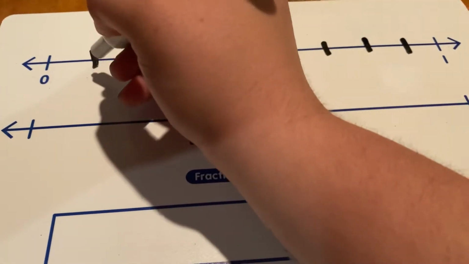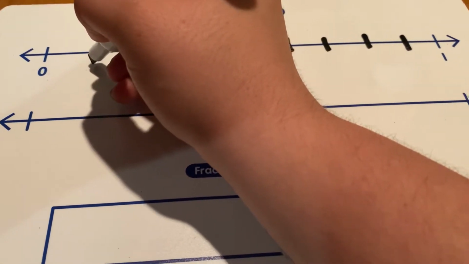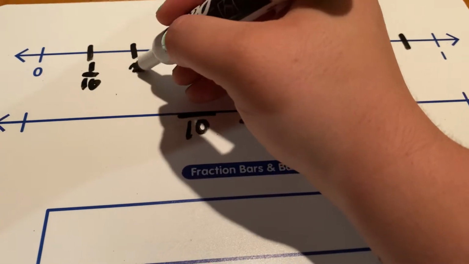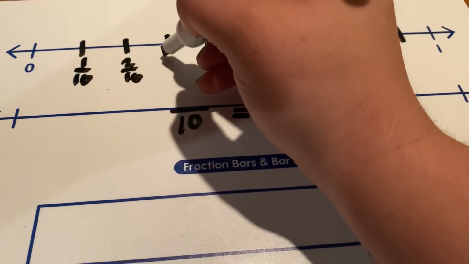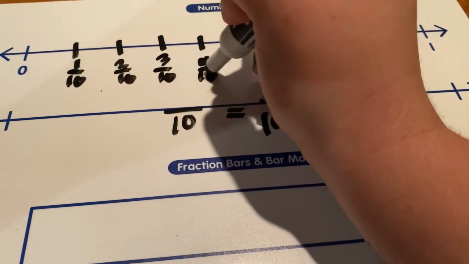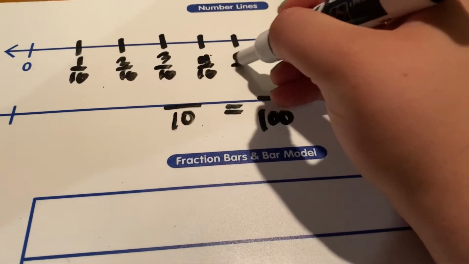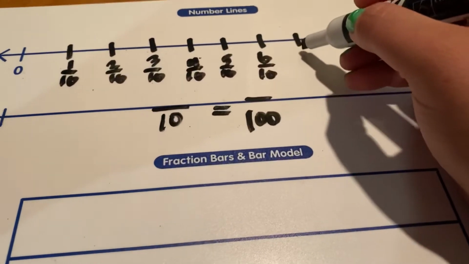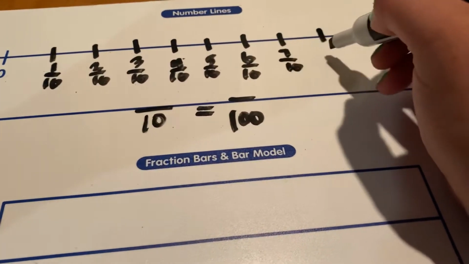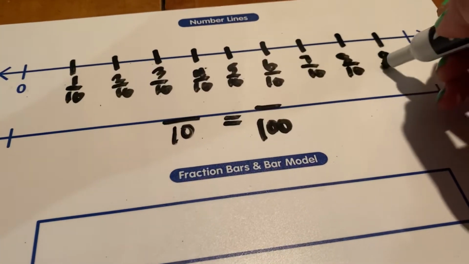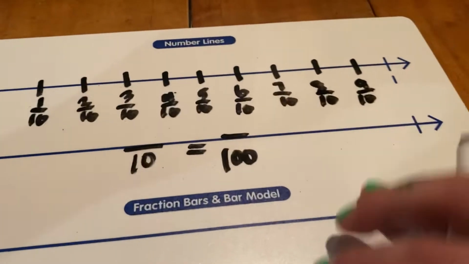So here, this first tick mark would be 1/10, 2/10, 3/10, 4/10, 5/10, 6/10, 7/10, 8/10, 9/10, and 1 whole would be 10/10, okay?